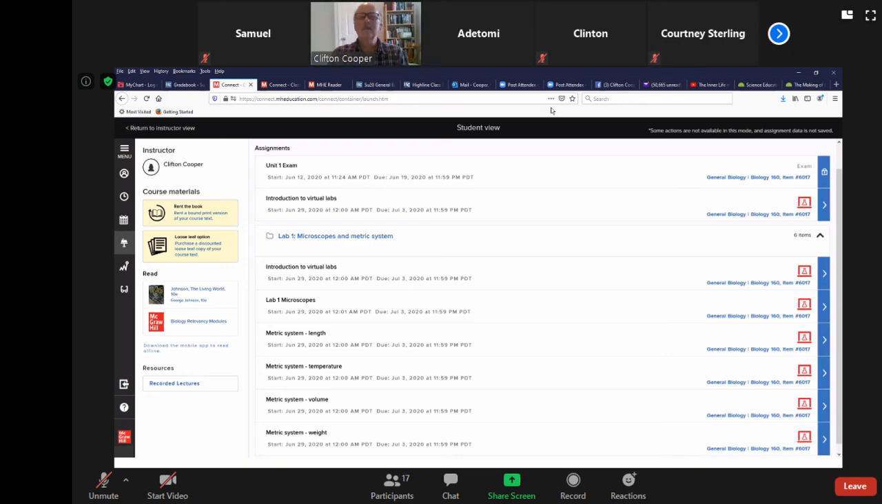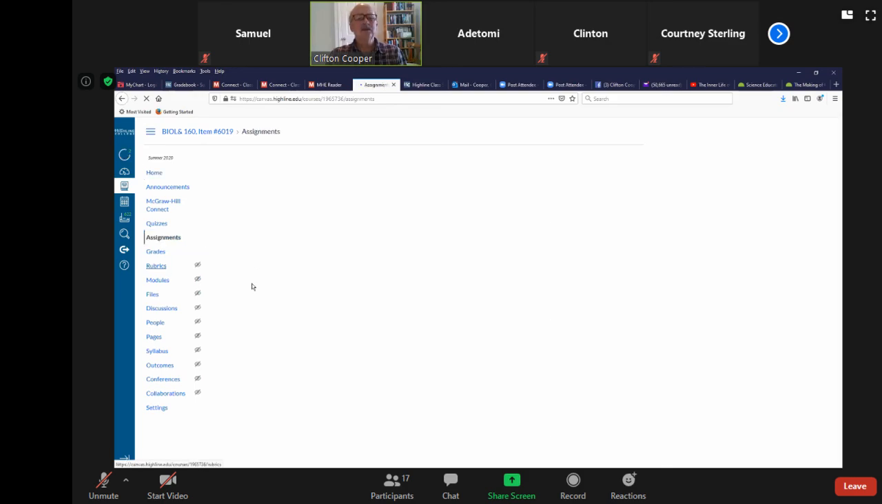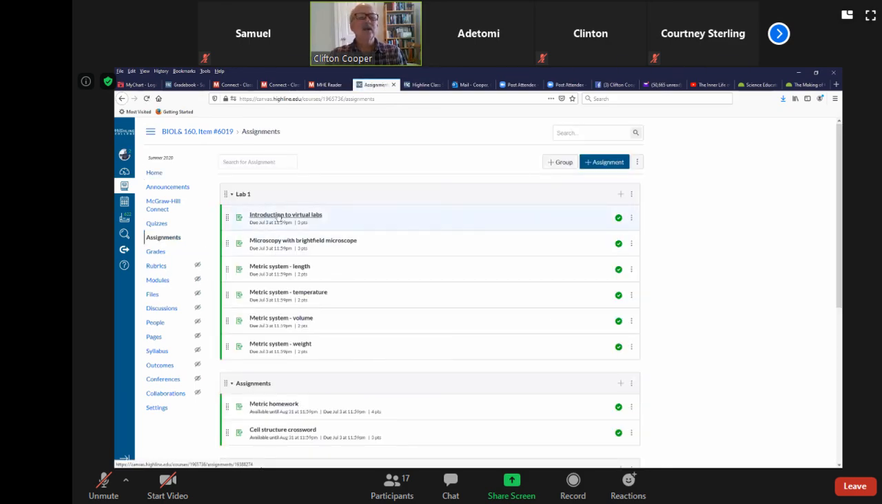So I have a question about the lab tomorrow. Do we use the same link to get into the lab? Yes. Okay. What will happen here, let me go and share with you my web screen. Here we are. So tomorrow, this is the Canvas for the section that has the lab tomorrow. So are you seeing where it says 6019? Yes. Okay. Well, under assignments, you'll want to go to that and try going to this first one, Introduction to Virtual Labs.